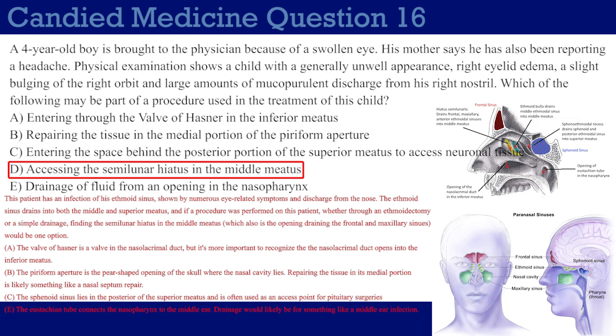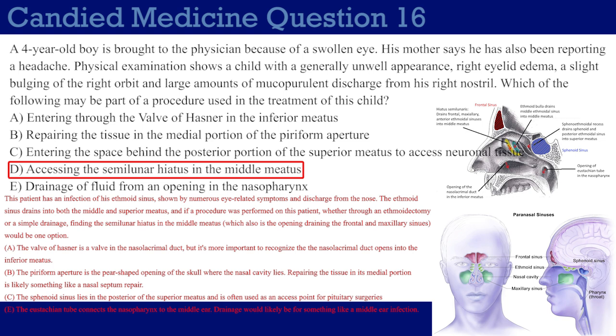So if you look at the other answer choices here, I kind of wrote them in a way that even if you don't know some obscure anatomical detail that I threw in there, the general location of it should kind of help you pinpoint what I'm talking about. So for example, choice A, entering through the valve of Hasner in the inferior meatus. Well, maybe you don't know what the hell the valve of Hasner is, but you do know the nasolacrimal duct opens in the inferior meatus. And in fact, the valve of Hasner is one of the valves in the nasolacrimal duct.